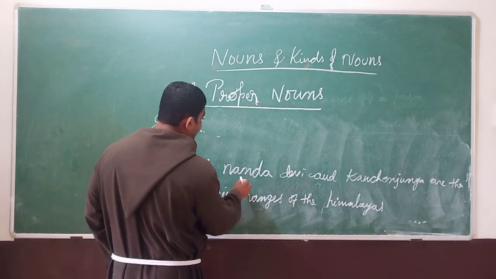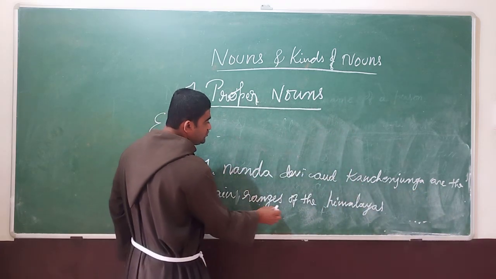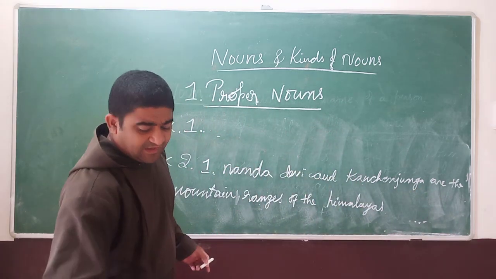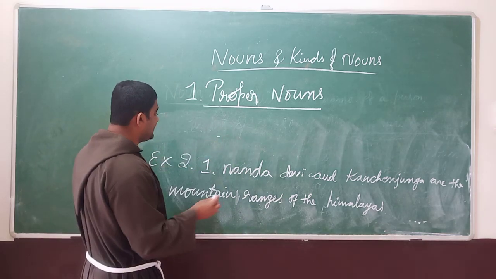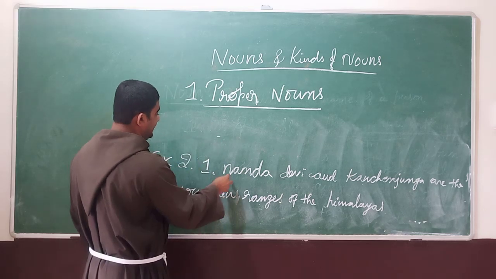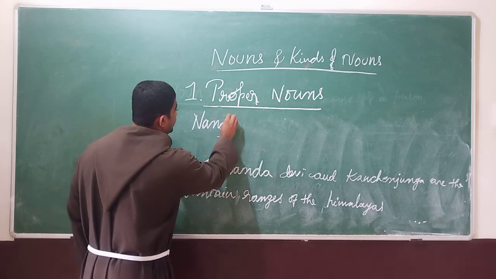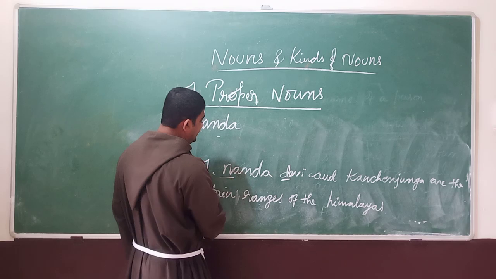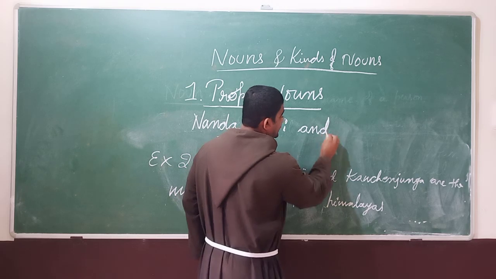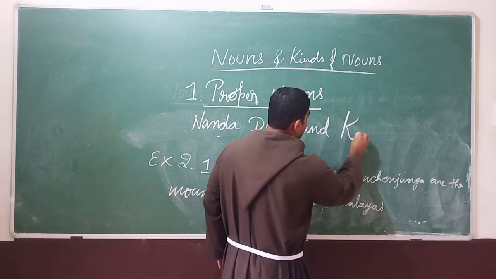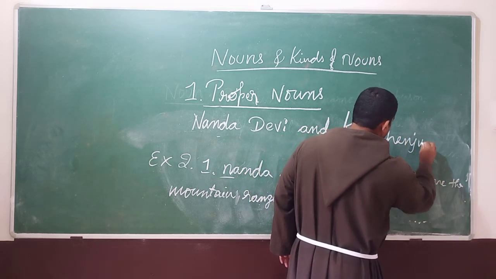So it is, Nanda Devi and Kanchan Junga are the mountain ranges of Himalayas. Now, which are the names here, proper nouns? The first one, Nanda, N should be capital. Devi, D also should be capital, Nanda Devi. And another, Kanchan Junga, K capital, Kanchan Junga.